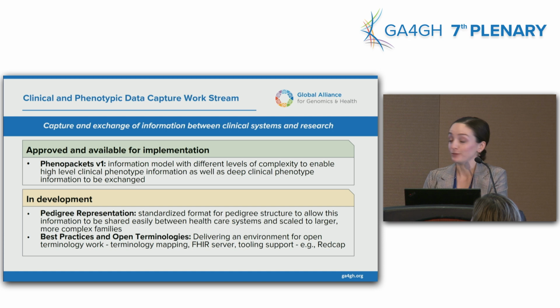And so what do we do? We support the clinical adoption of genomics through establishing standard information models, schemas, and best practices for use in genomic medicine and research, including the capture and exchange of information between electronic health records and research systems. Here you'll see our three main focus areas right now. The first one is Phenopackets, which is a schema for exchanging phenotypic information. Then pedigree representation, which is a structured way of representing pedigree information, and then best practices and terminologies, which is a bit of a newer area that we're exploring right now. And I'm just going to briefly touch on two of these.